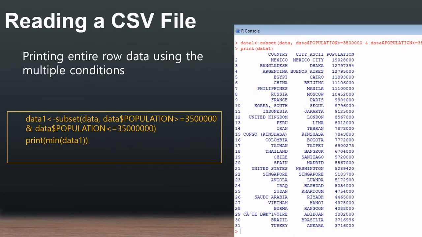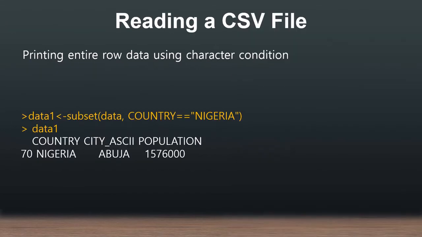The next is printing the entire row using multiple conditions. The condition I am mentioning here is that the population is greater than this and less than this. So it will print the minimum available in data1. So this is the example of multiple conditions.